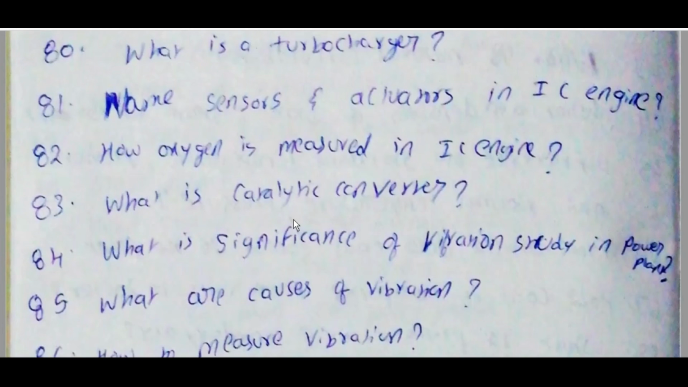How is oxygen measured in IC engine? Lambda O2 sensor. It is an electronic device that measures the proportion of oxygen in the gas being analyzed. It controls the air-fuel ratio in IC engine, which is rich, lean, or stoichiometric.